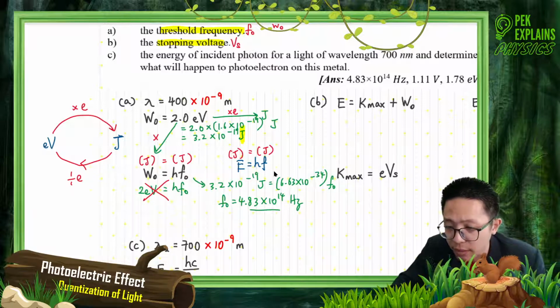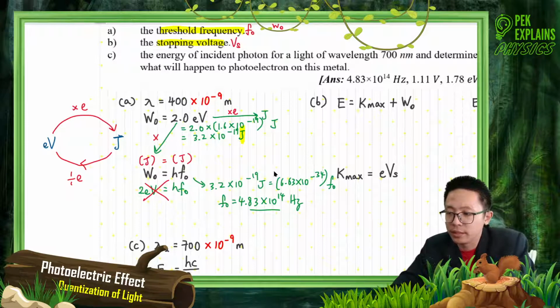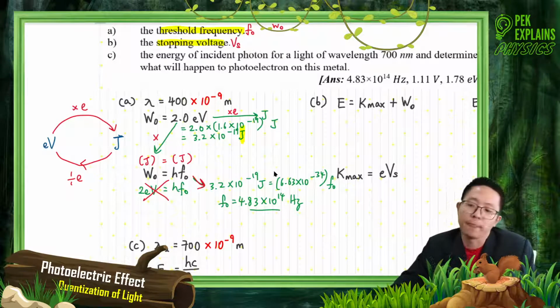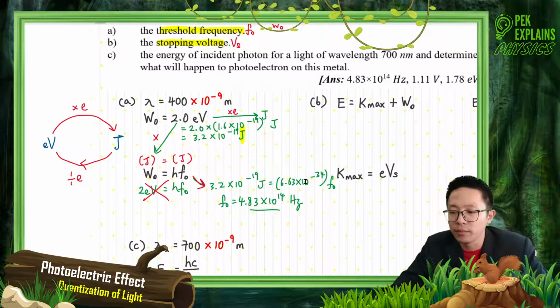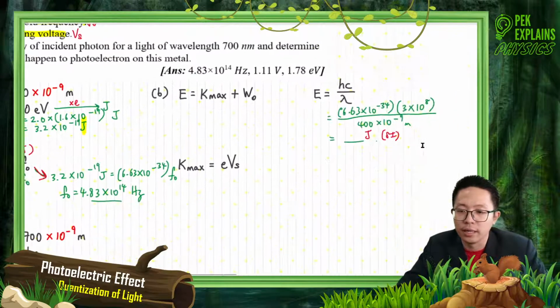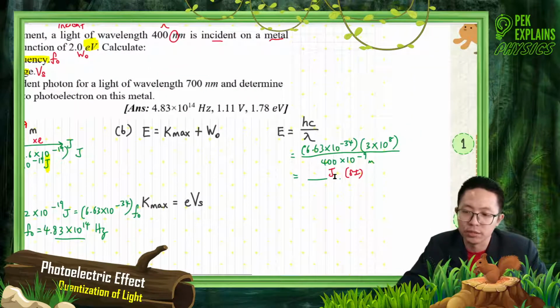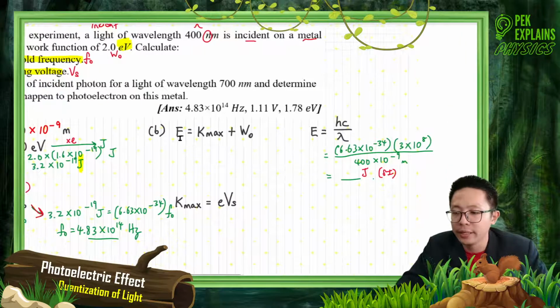Don't forget about this one. Whatever formula like this one, W naught equal to h f naught, all is in SI unit. This formula also, hc over lambda, we get in SI unit, joule. So you got this in joule. So now we need to find the Kmax, but we need the work function also.